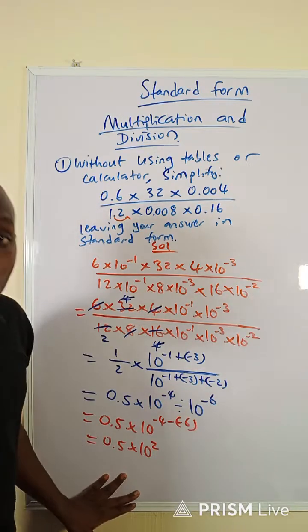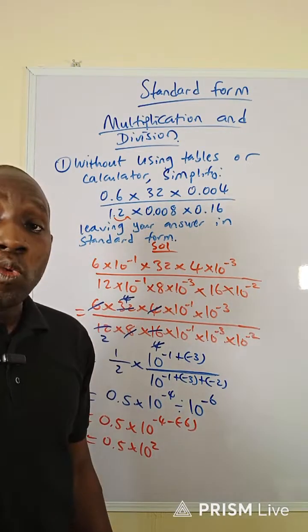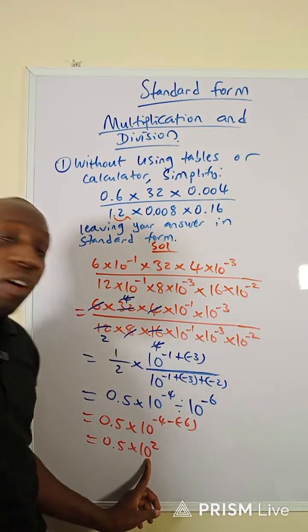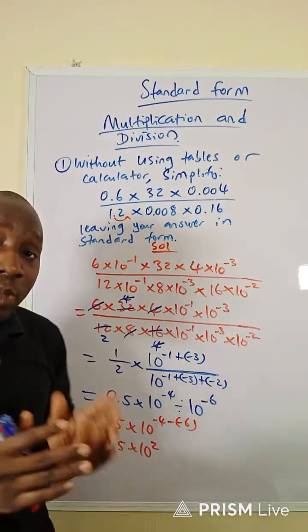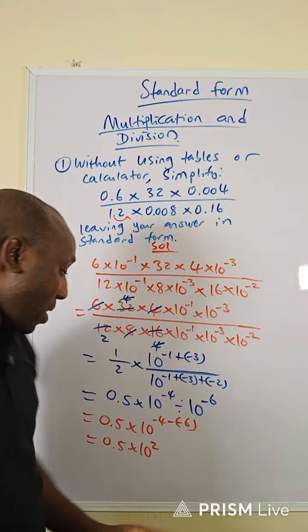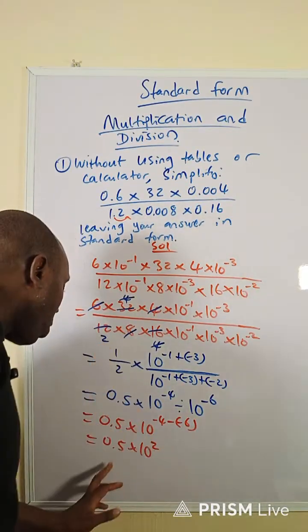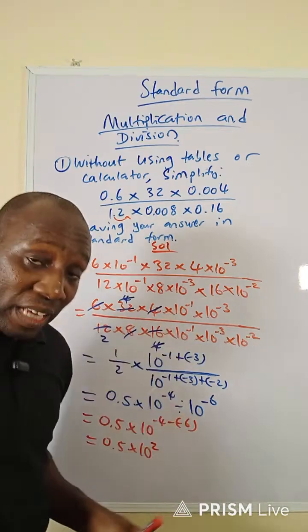But are we done? No. If you have been following this lesson on standard form, I have told you before that you see this number here before this power of 10. It has to be between 1 and 10. But this is 0.5. It's less than 1. So we need to do something. I need to now rewrite 0.5 in standard form.